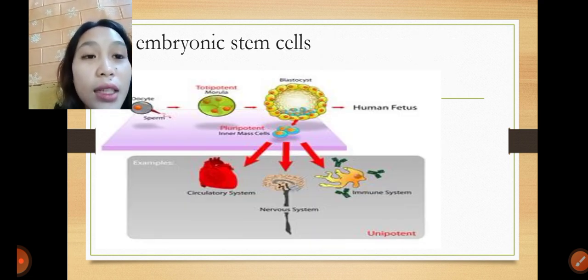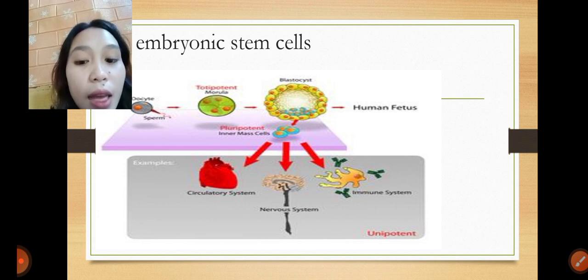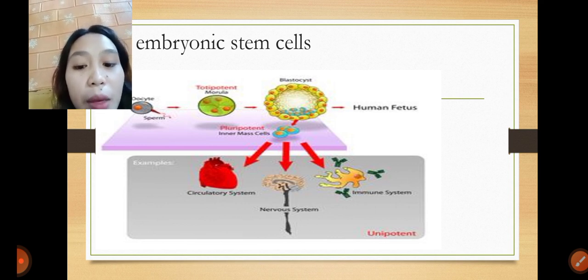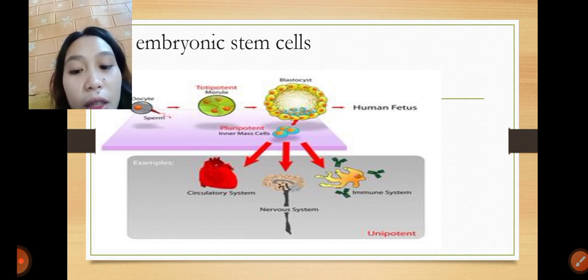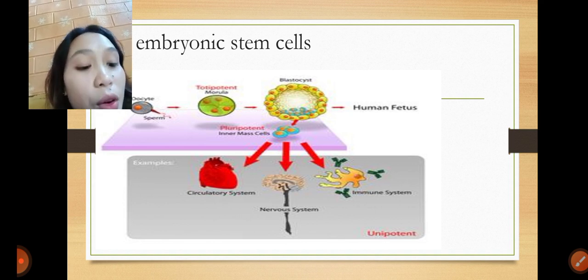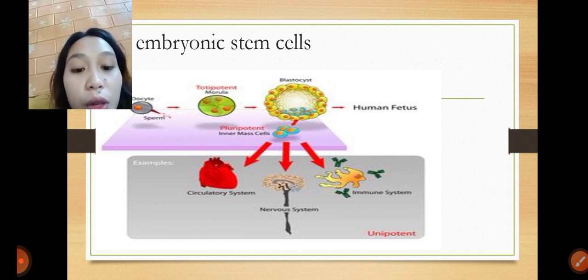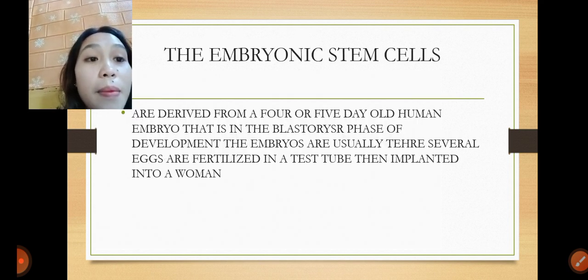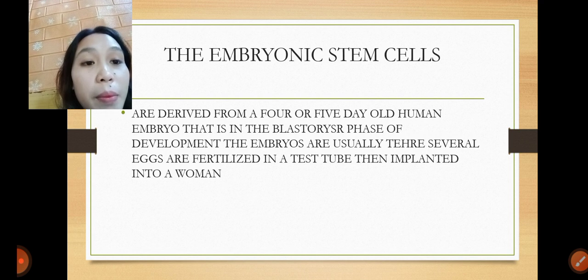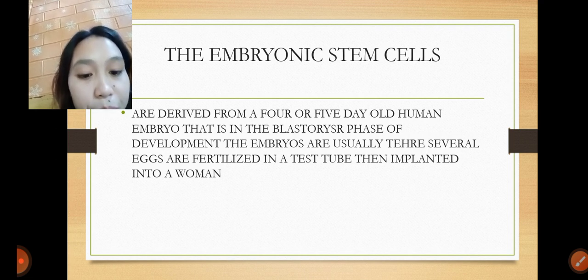This is an example of an embryonic stem cell. Ang embryo ay nagmula sa 4 o 5 araw na gulang na embryo ng tao na nasa blastocyst phase of development of the embryos. Usually there are several eggs fertilized in a test tube, then implanted in the human.